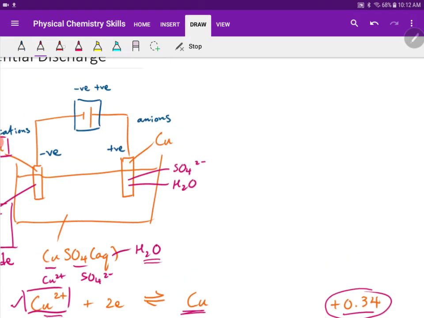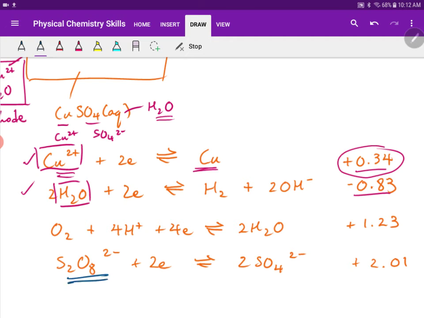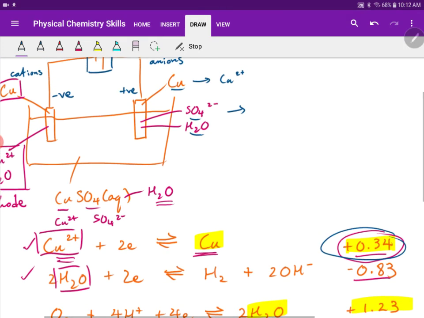Whereas if we take a look at the anode, we have SO4 2-, H2O and copper itself. Copper can be oxidized to Cu2+, SO4 2- can be oxidized to S2O8 2-, and water can be oxidized to O2. Notice all our species are on the right hand side of the equation. So what we want to do now is compare all three values, and we choose the least positive or the most negative value. In this case it is copper again. So what we'll observe at the anode is the oxidation of copper to Cu2+.